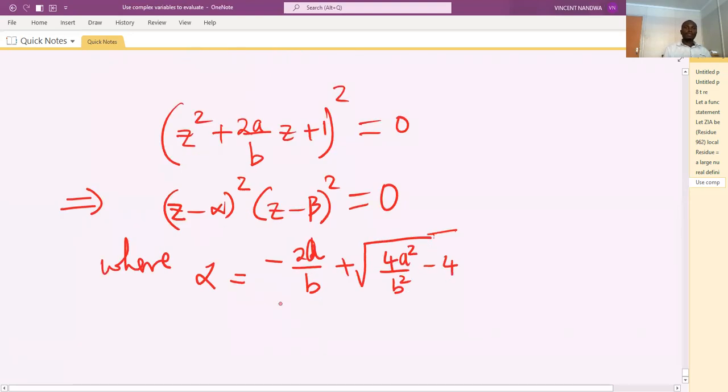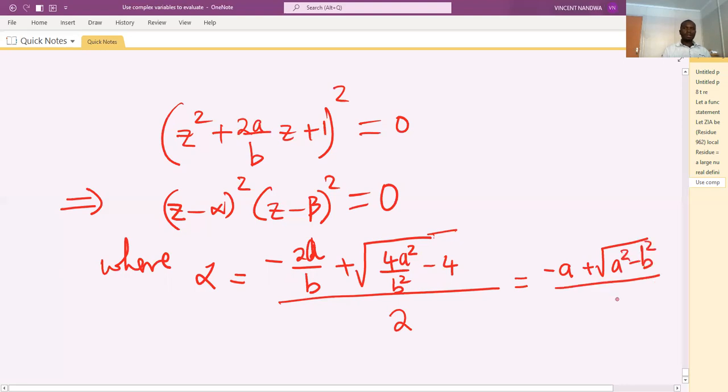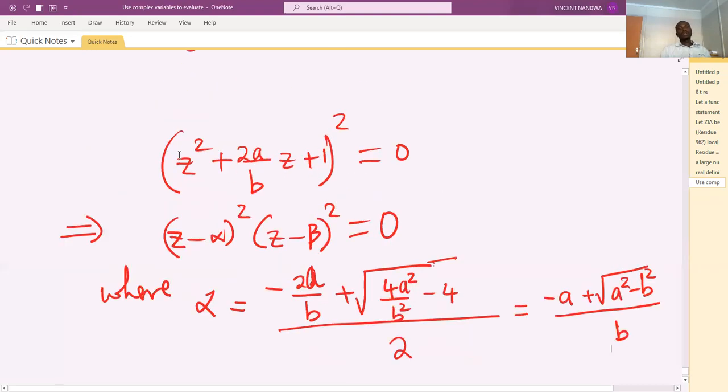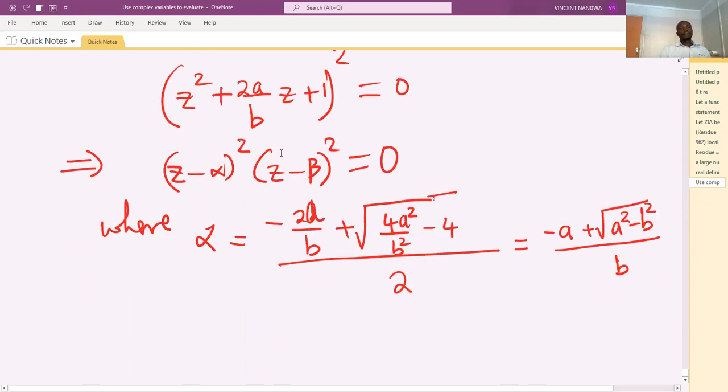And then you divide this by 2, which is the same as negative a plus square root of a squared minus b squared over b. Actually, it's not hard to solve this one by simply taking z squared plus 2a over b z plus 1 equals to 0, and then using the quadratic formula.